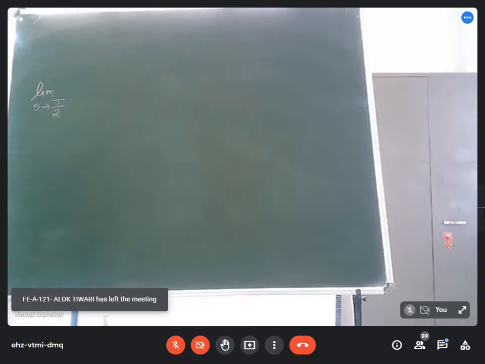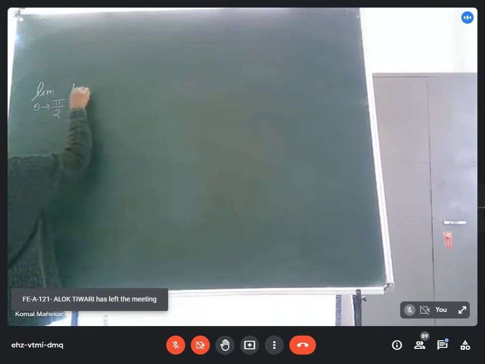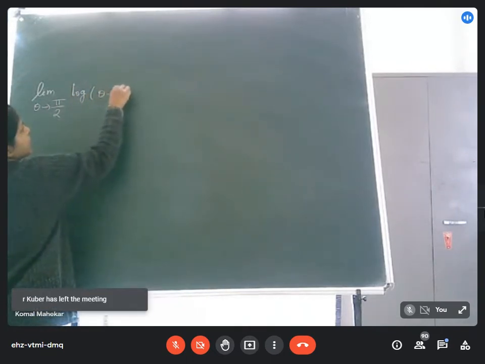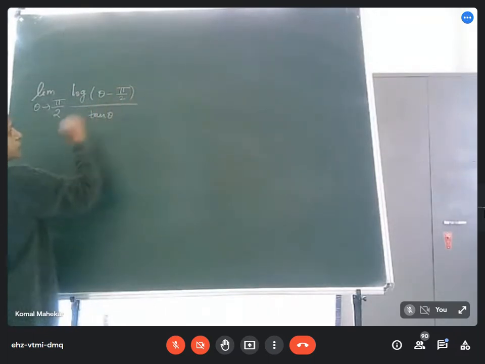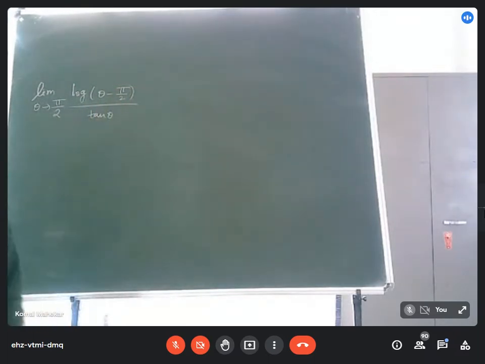Consider an example of the infinity by infinity form. The question is: limit as theta tends to pi by 2 of log of (theta minus pi by 2) upon tan theta. Now, first of all, we will check the form of the function by putting in the value of theta.